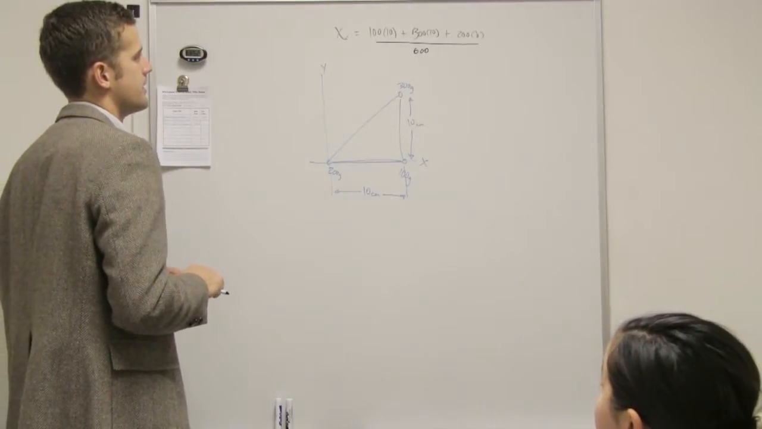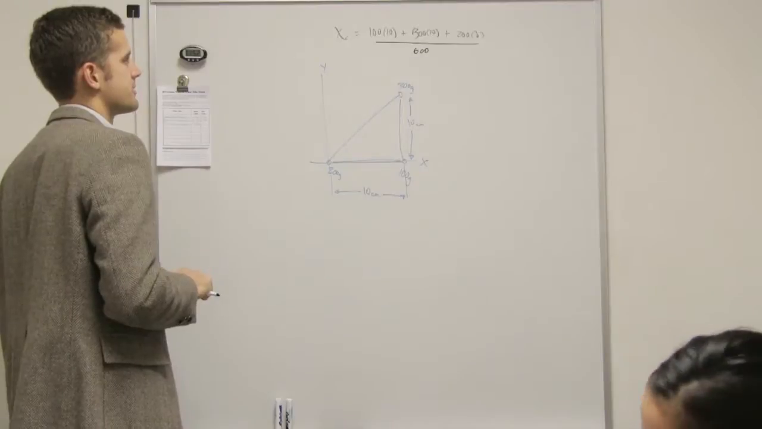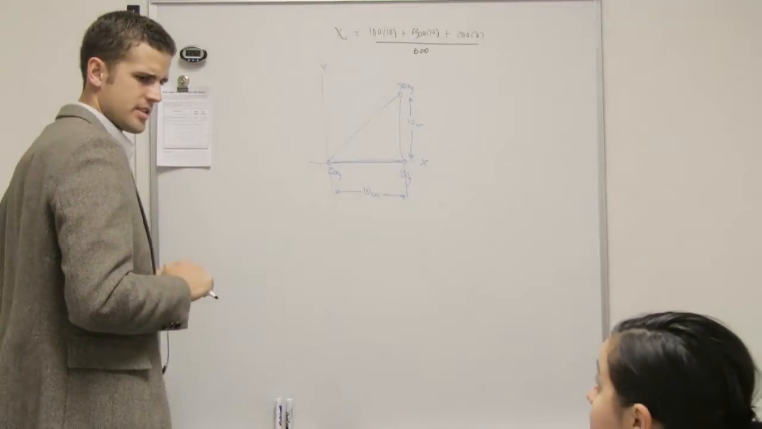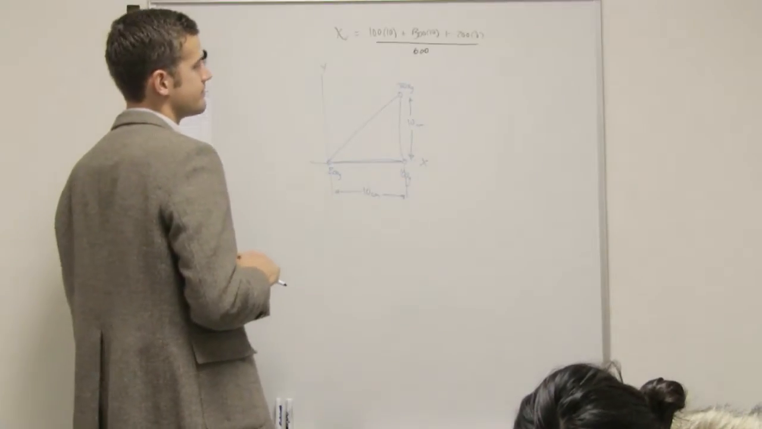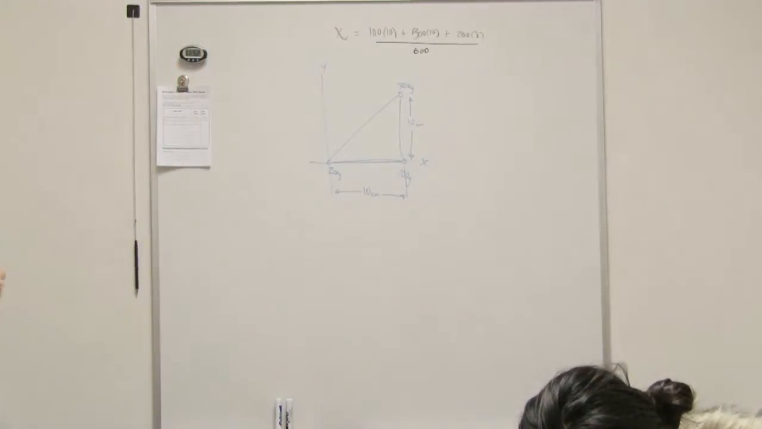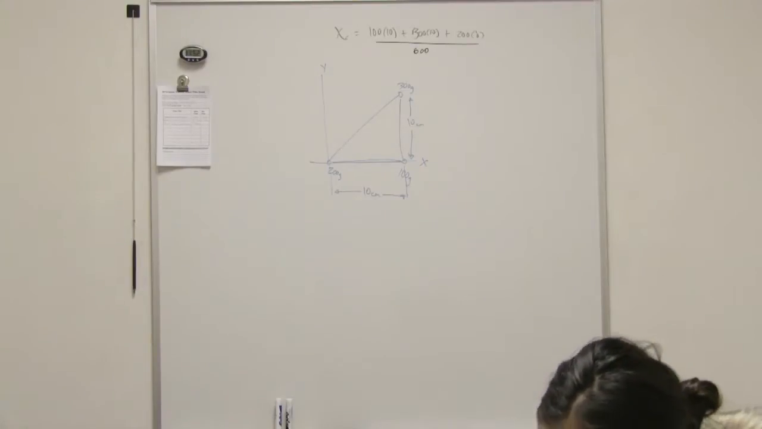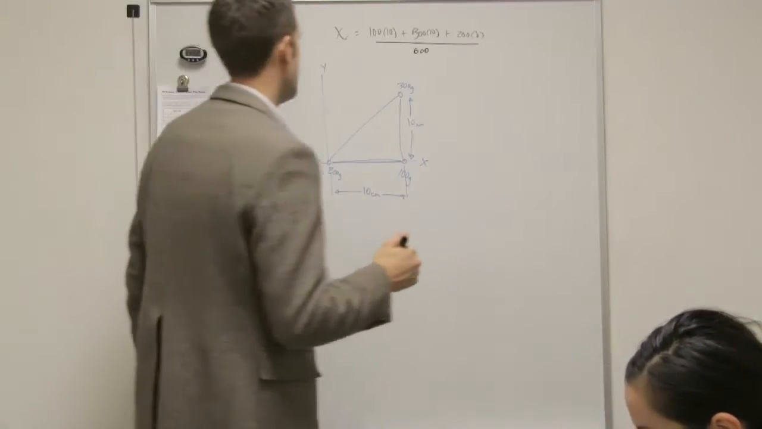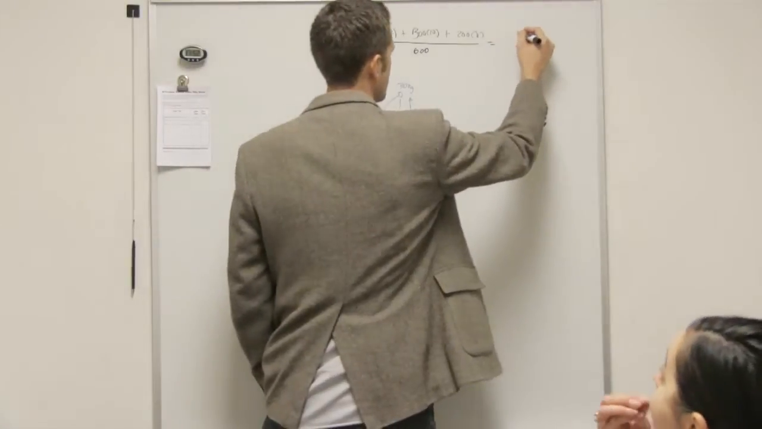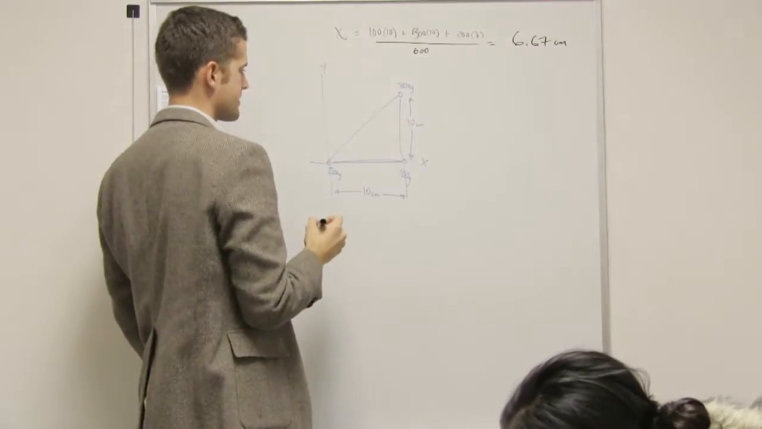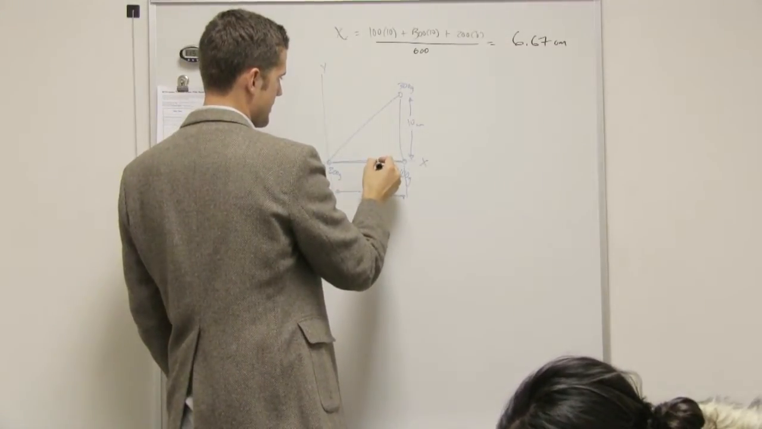100 times 10 is 1,000 plus 3,000 divided by 600, so 4,000 divided by 600 should be 6.6666666. Or 6.666. So 6.67 centimeters. So that'll be right about here.